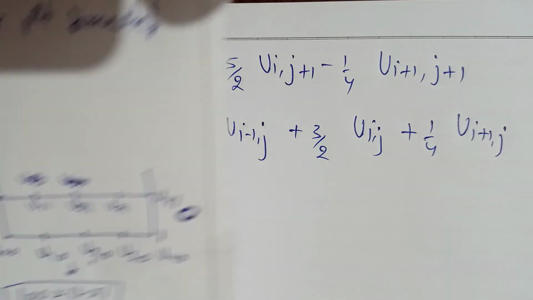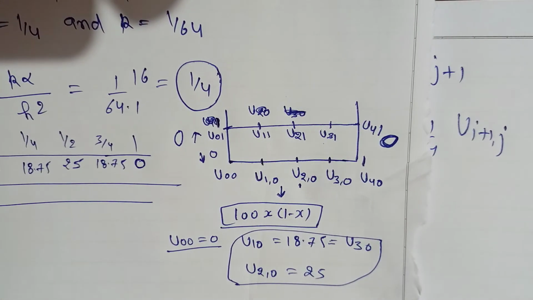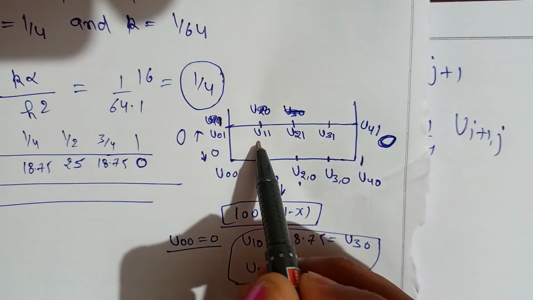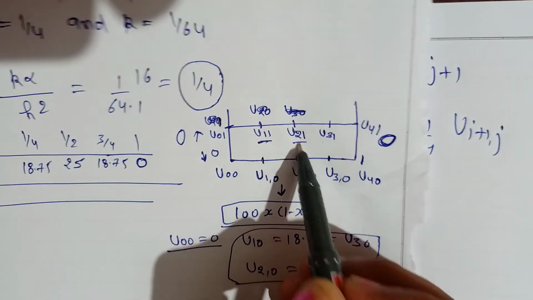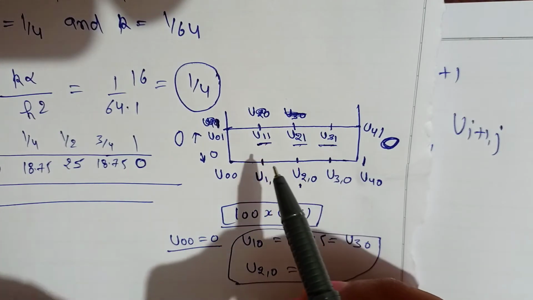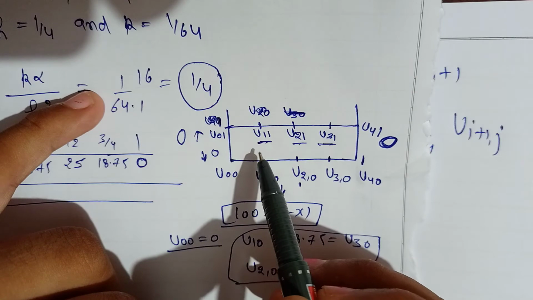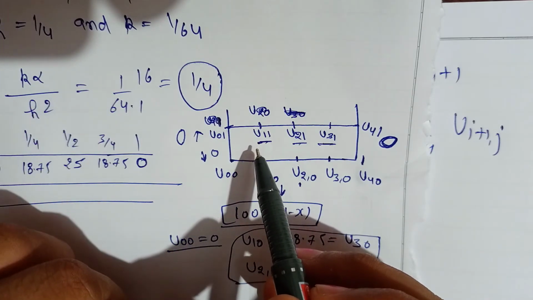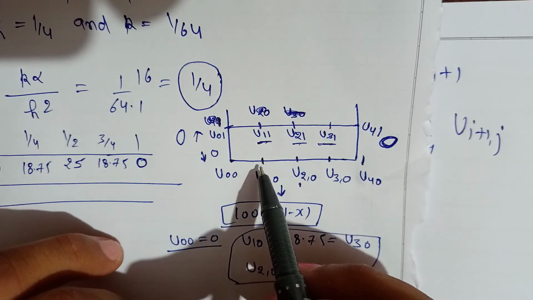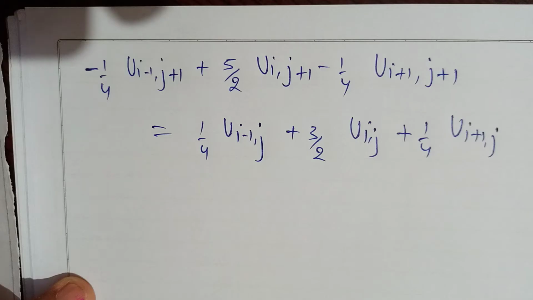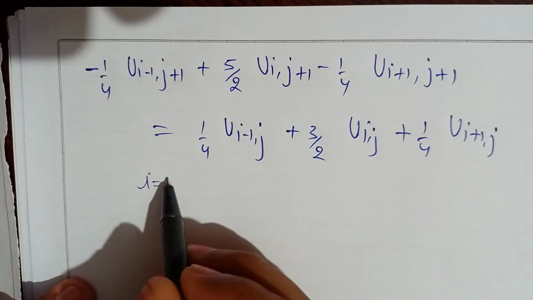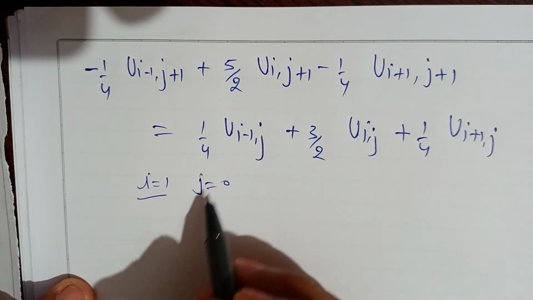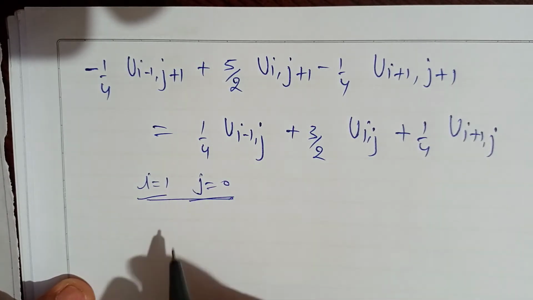So if you see this graph, here for the first time step we have only three unknowns, u11, u21, u31. So we'll find three algebraic equations and try to solve them. For the first equation, we take i equal to 1 and j equal to 0.